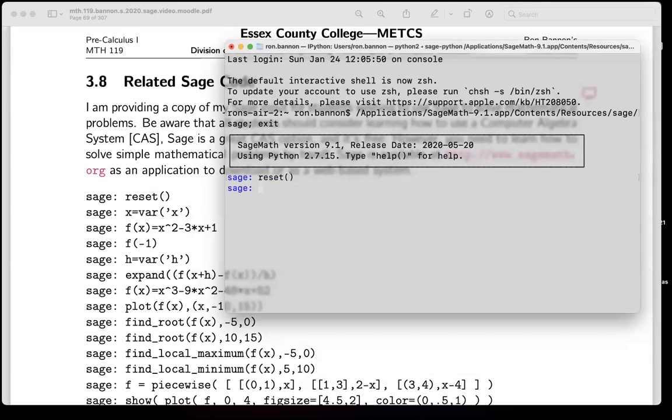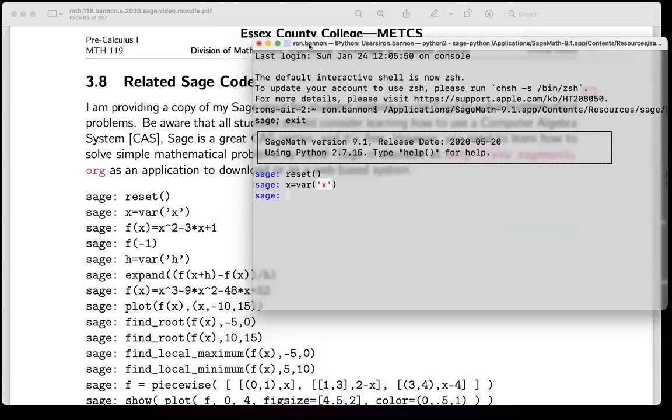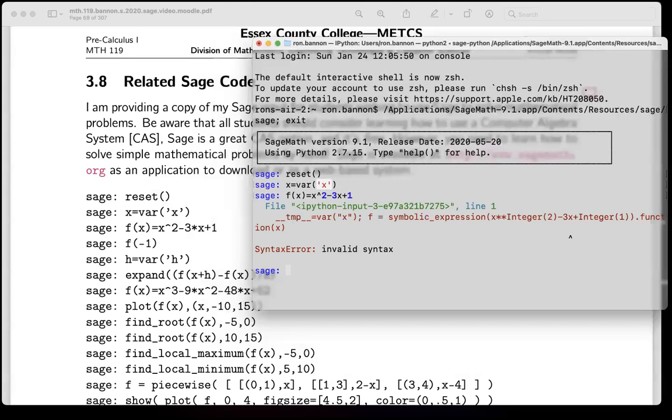So x equals a variable. What does this do? It defines x as a variable. And then I'm going to type in the function. F of x is equal to x squared minus 3. You must use the star, otherwise it'll be confused. Let me show you that. You see it got confused, that error message? Let me do it again. 3 star x plus 1.